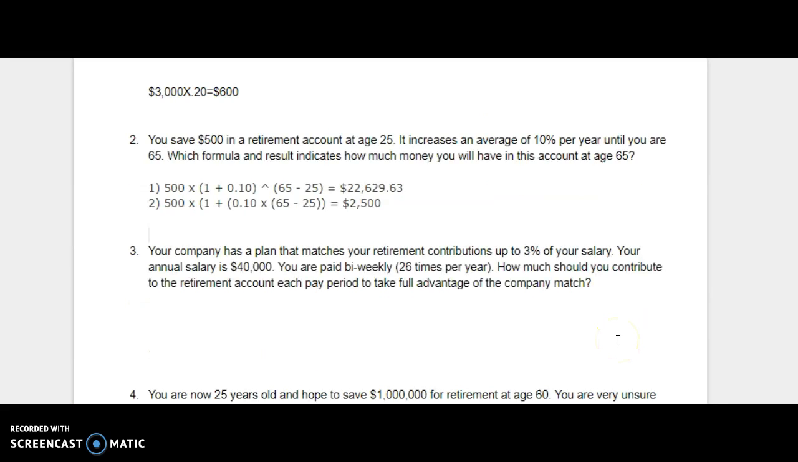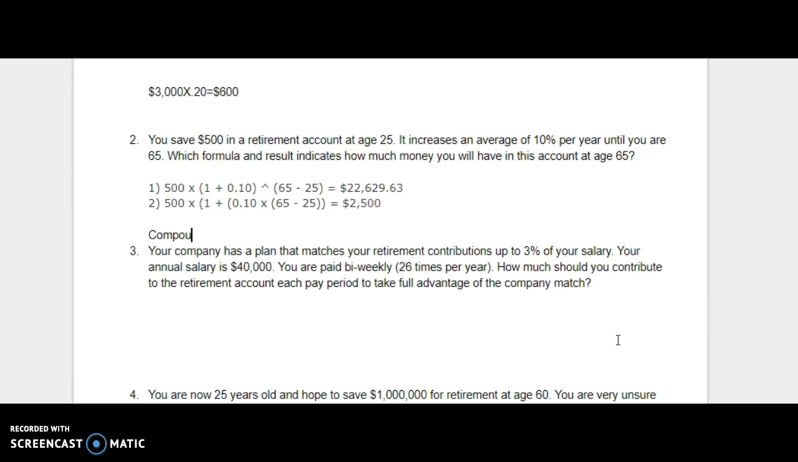All right, ladies and gentlemen, let's take a look at number 2. You save $500 in a retirement account at age 25. It increases an average of 10% per year until you are 65. Which formula and result indicates how much money you will have in the account at age 65?